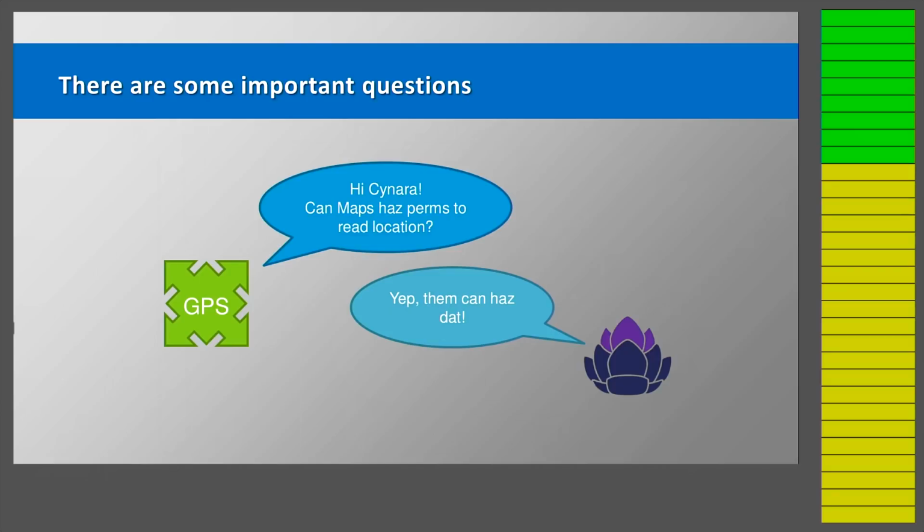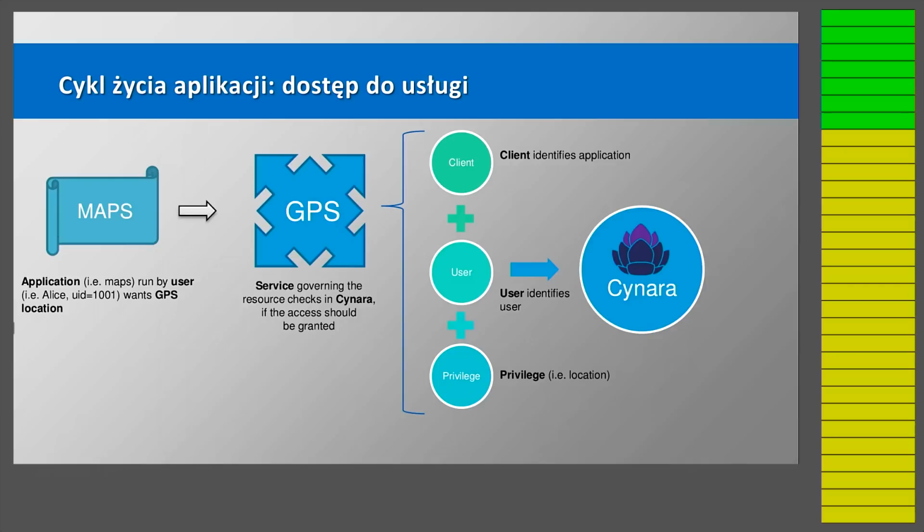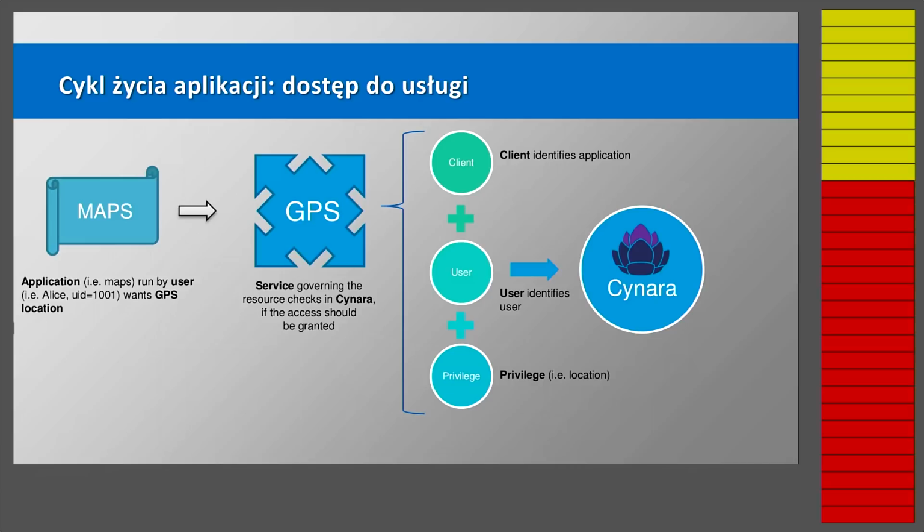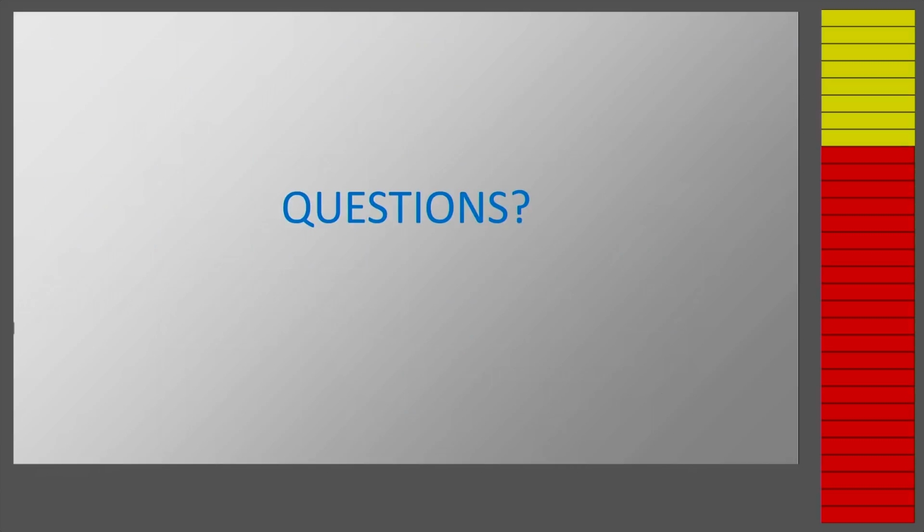So what really happens is that the service, in this case, for example GPS, knows who came and wants to know something or alter something, and it sends the credentials of the application to Cynara. It queries Cynara, and Cynara knows the answer as it is a database and can return the answer to the service, so the service knows if the access should be granted or not. That's all. If you have any questions, I will be around here.